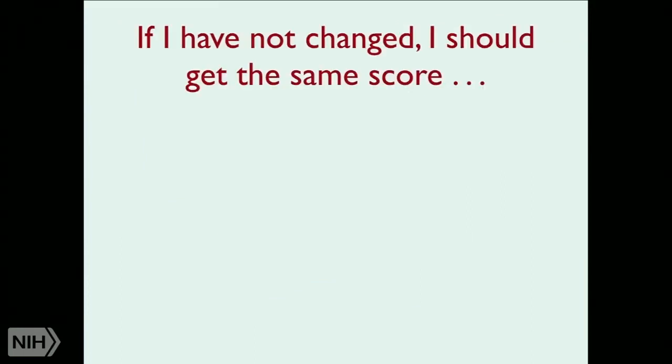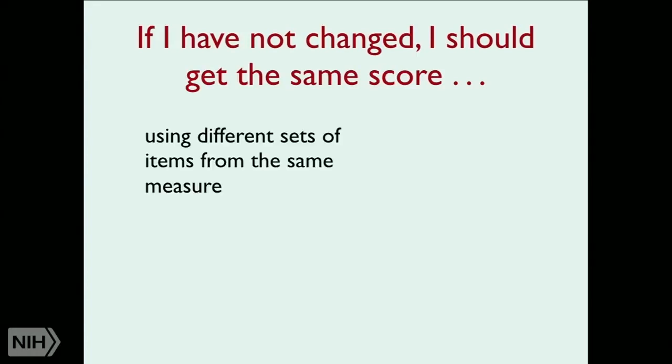Okay? Let's talk about reliability for a second, and I'm just going to go through 3 quick examples of reliability. The idea here is that if my health state has not changed, right? If I'm basically in the exact same health, I should get the same score if you use different sets of items from the same measure. So if I've got a 40-item measure and it's a reliable measure, then any random subset of those items should be giving me the same score, right? And that's known as internal consistency.